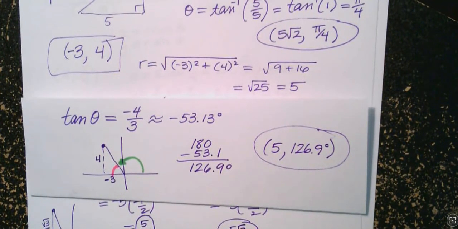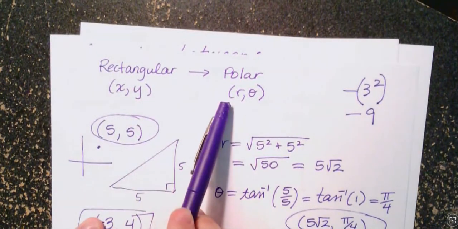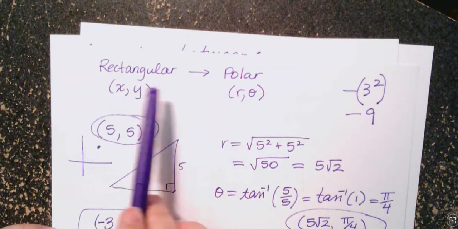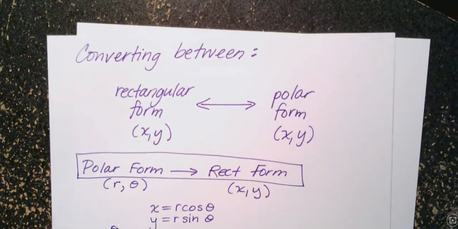All right, thanks so much for watching this. In the next one, I'm going to talk about how to change back and forth between polar and rectangular when we're talking about entire equations, because this is just going back and forth in terms of the coordinates of a point, a single point. But we can also do it with equations. So let's look at that next.